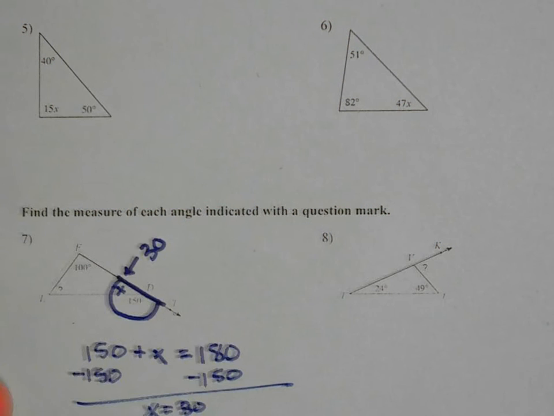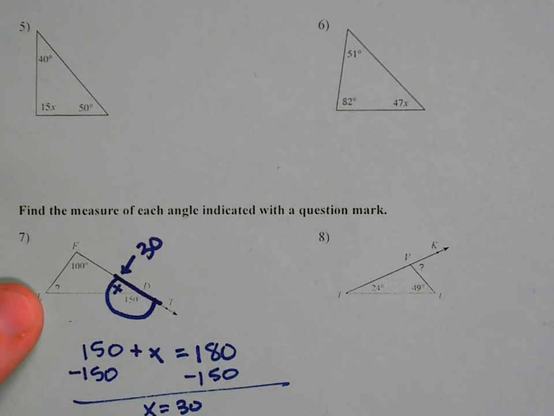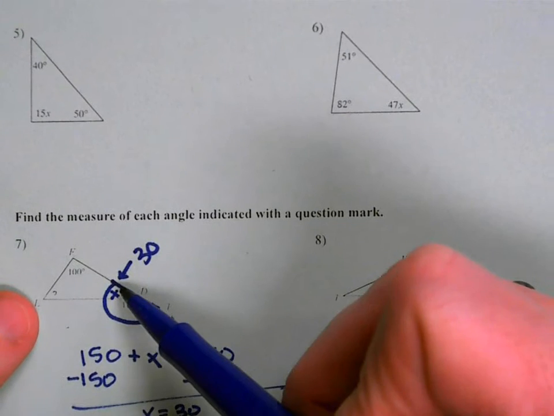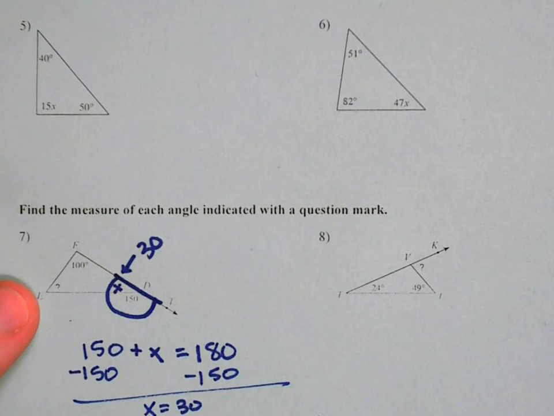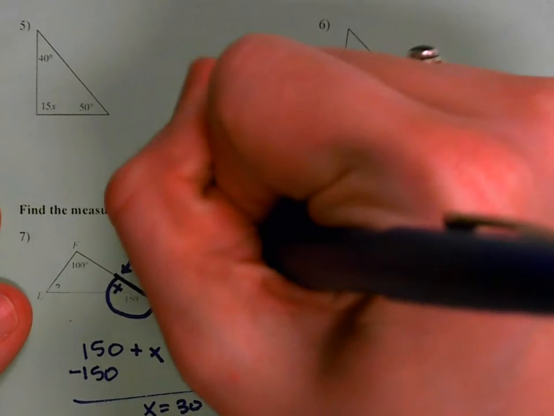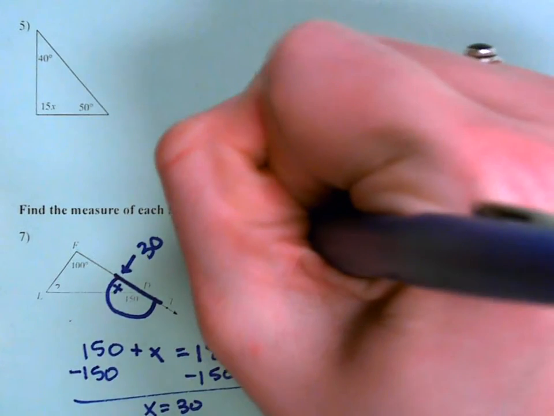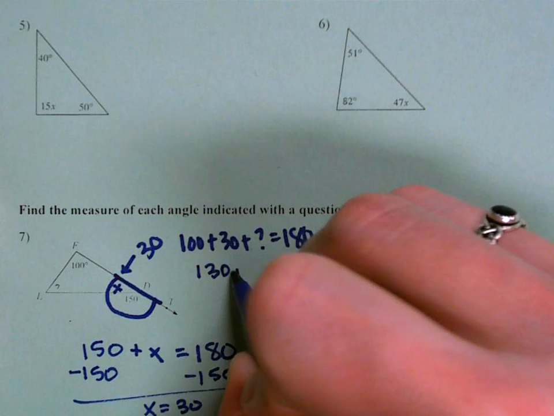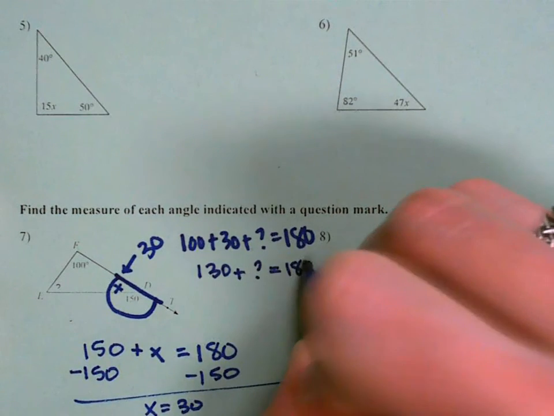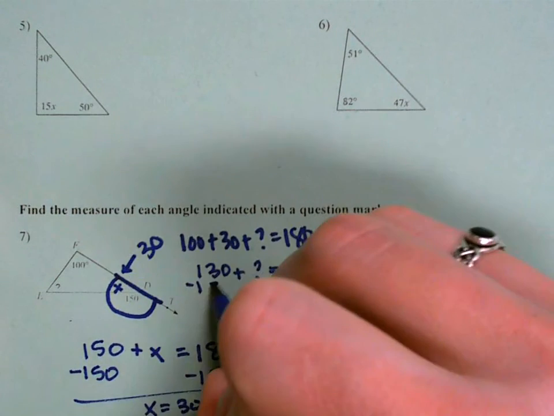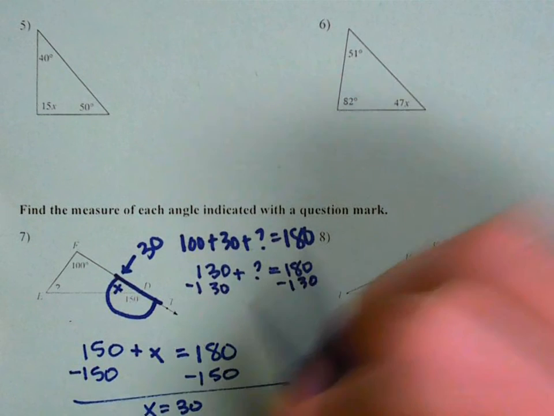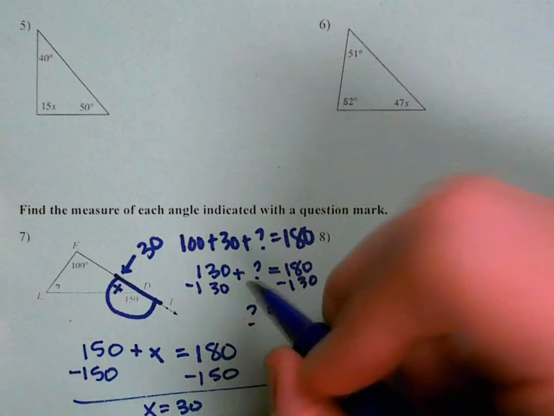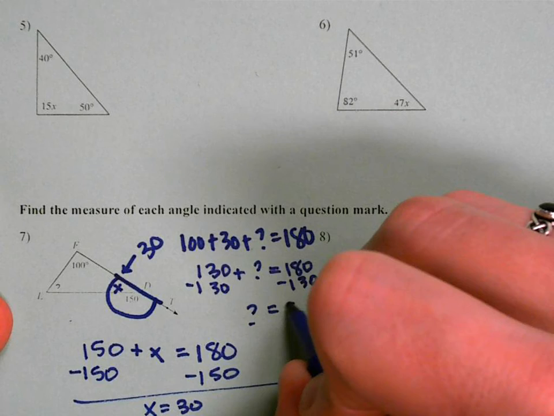So now that we know that this angle equals 30, we can find our question mark angle because we have 100 plus angle 30 plus angle question mark in a triangle. And we know that a triangle will always add up to 180. So we have 130 when we combine like terms, plus our question mark equals 180. When we subtract 130 from both sides, our question mark is going to equal 50.